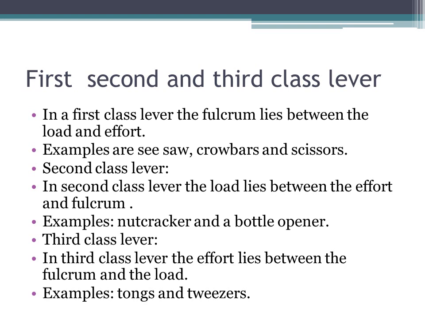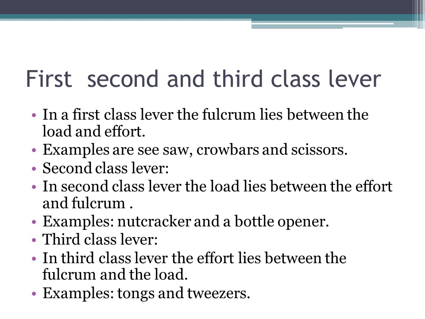And the third class lever, now the effect is between. In the third class, effect lies between the fulcrum and the load. Example, tongs and tweezers. Now the effect is between the fulcrum and load. So these are all the 3 types of lever. First class lever, the fulcrum lies between load and effect. In second class, load lies between effect and fulcrum. And in the third class, effect lies between fulcrum and load.